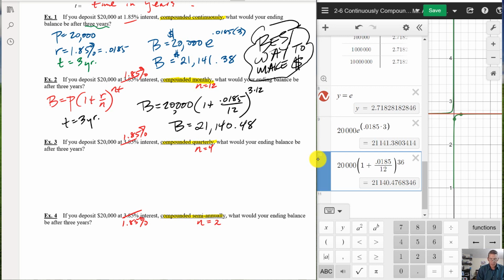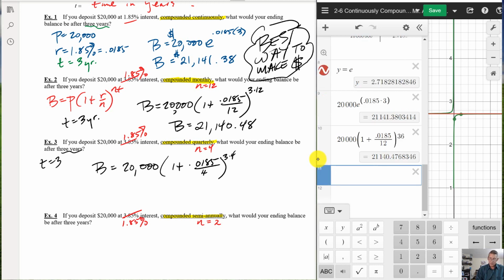Now, what is it quarterly? Quarterly and semi-annually should be less than monthly because the more you compound it, the better it gets. So let's try quarterly. Quarterly n is 4. So B is equal to 20,000 times 1 plus 0.0185. Again, we're using the same interest rate in all these problems so we can compare it. Divided by 4 now, raised to, let me see, how many quarters in 3 years? T is 3 years, there's 4 quarters per year, so 3 times 4, that should be the 12th power. So raise that to the 12th power now.